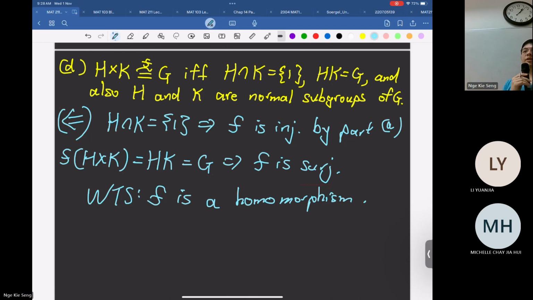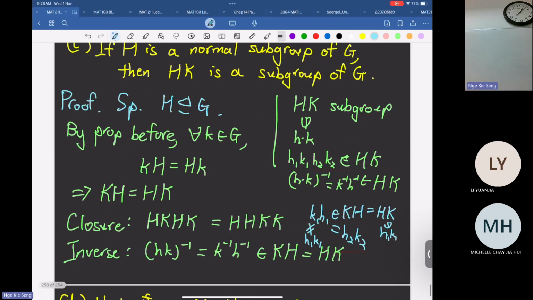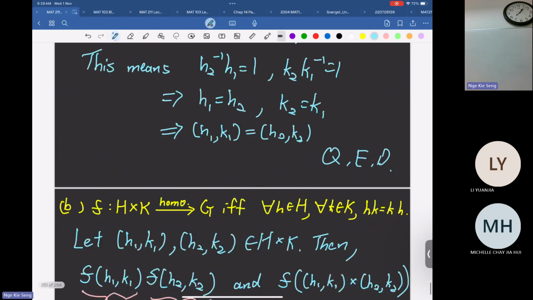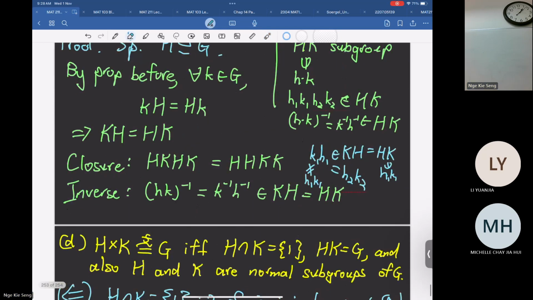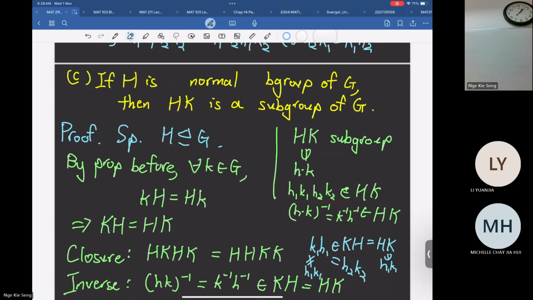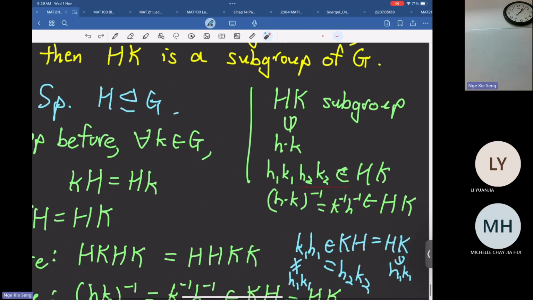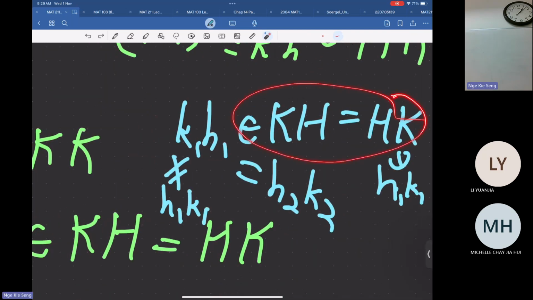So F is a homomorphism means what? There's part B here: for all h and k, hk equals kh. But just now, what do we have? If I know one of them is normal, I know that at the level of sets, HK equals KH. At the level of sets, we know that KH equals HK.